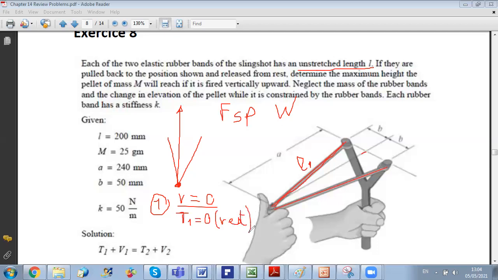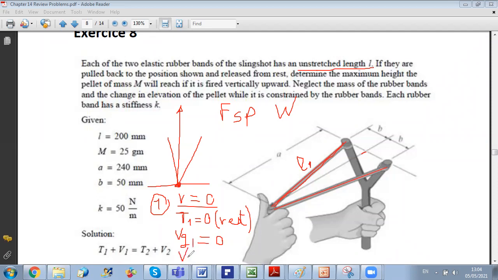And concerning the potential energy, we have here both elastic and gravitational. For gravitational energy, you should take a reference. It is a good idea to take the initial position as reference, because then V gravitational 1 will be just equal to 0. And you still just need to evaluate the elastic potential at position 1.